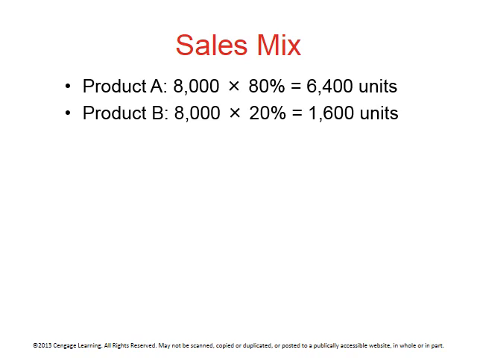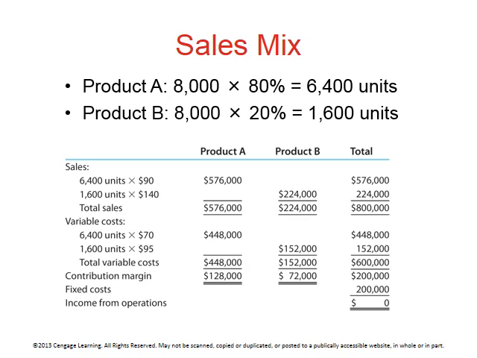Well, here's how we figure that out. We take the 8,000 break-even we calculated times 80%, which is product A's sales mix, to get 6,400 units, and we get 1,600 units of product B. So if we put together our income statement, sales, variable cost, fixed cost, we get our income from operations of 0, which is the break-even point.